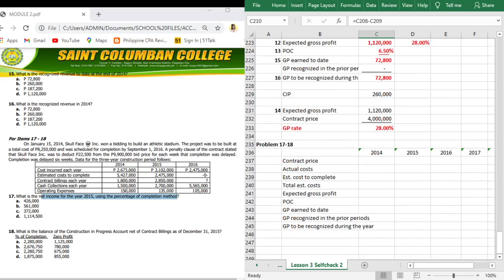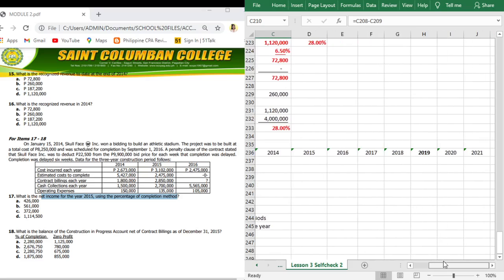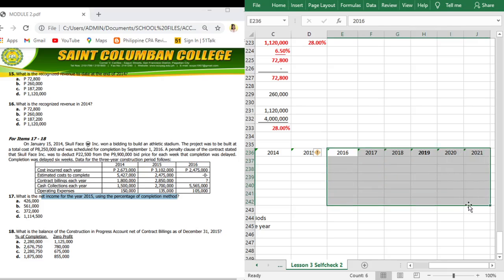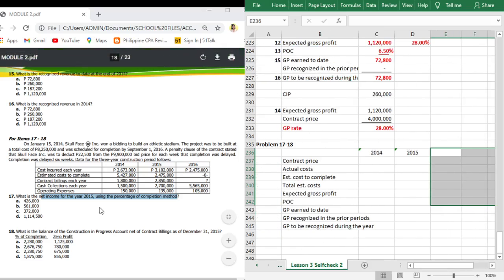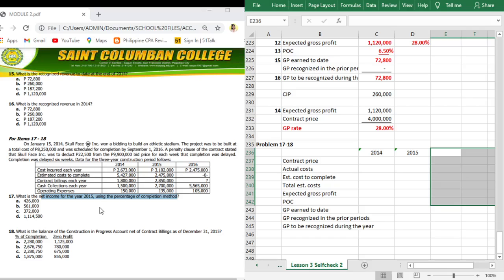So, in that case, you don't need to compute everything. Okay? Just the particular year, magipangayo sa problem, and its prior year. Okay? Kana lang inyohang kwaon. Okay? So, let's proceed. Net income for the year 2015.